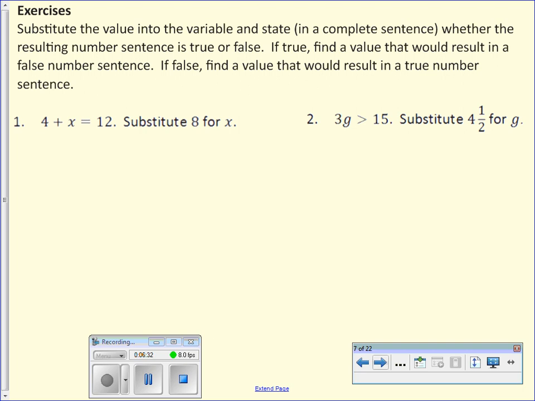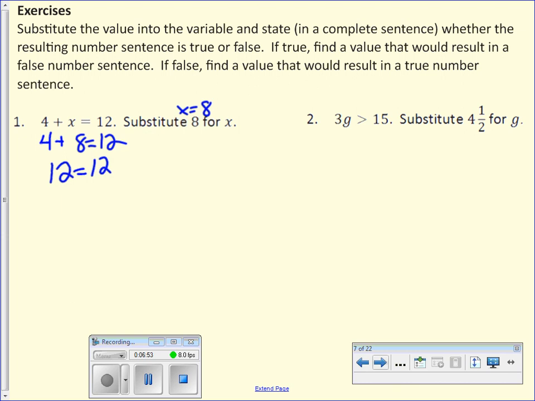So take a look at number 1, 4 plus x. You don't have a lot of room, so you could write your explanation next to it. I'm going to go top to bottom. So 4 plus 8 equals 12, because it's telling me over here x equals 8. 12 equals 12.